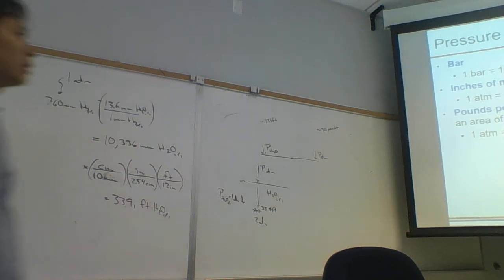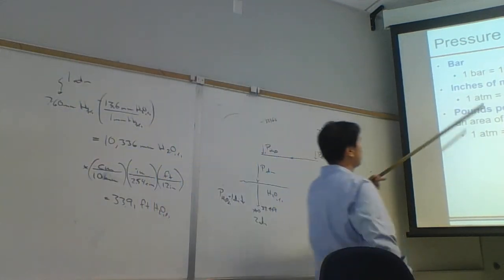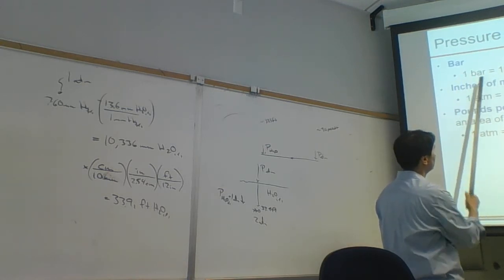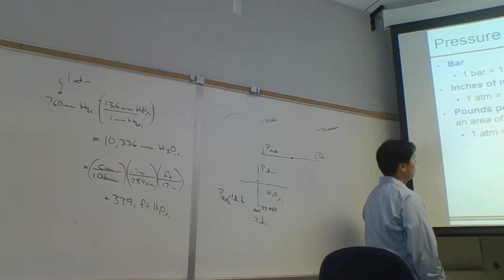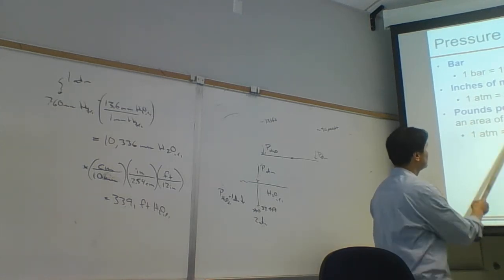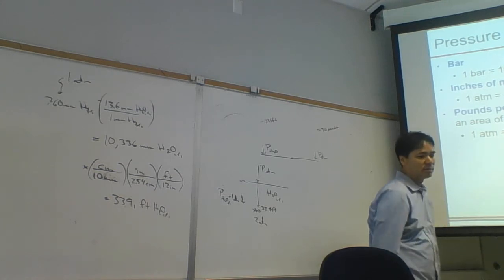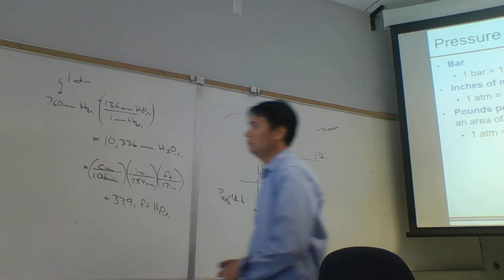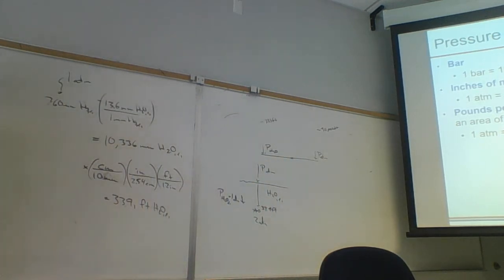We'll talk about the bar. You know, the bar is what metric using countries represent pressure as. We use atmosphere. We use millimeters of mercury. Except the news. The news uses inches of mercury. And so as far as inches of mercury goes, this is the conversion. 760 millimeters of mercury is equivalent to how many inches of mercury?